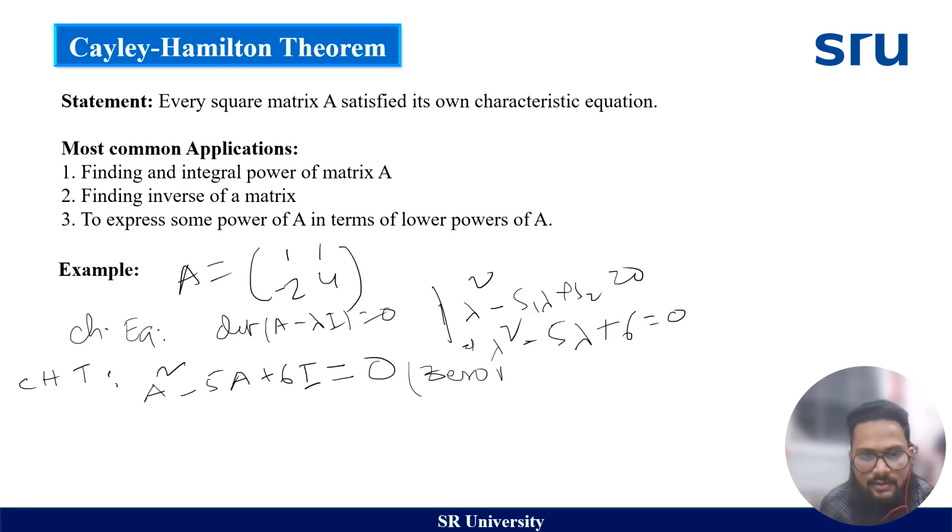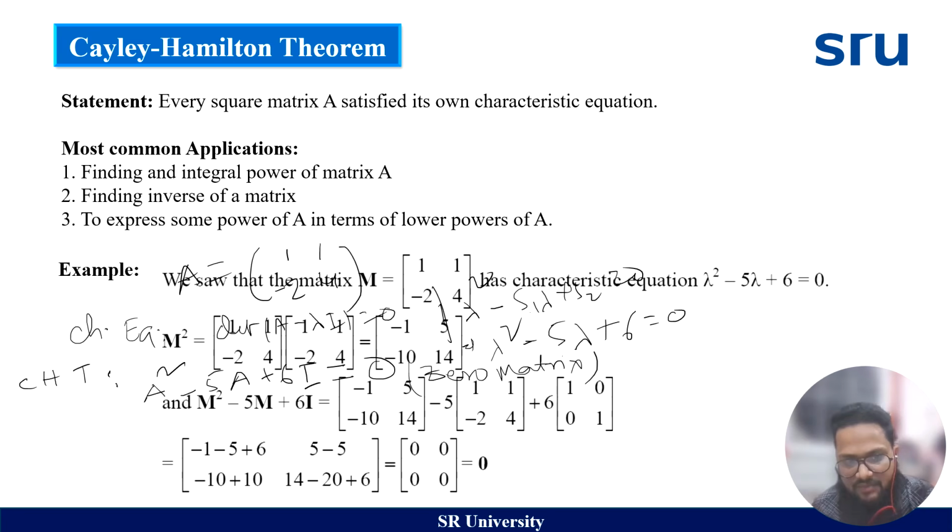This is the statement of the Cayley-Hamilton theorem. Simple. If we calculate A square, 5A, and 6I, then A square minus 5A plus 6I, you will easily see that it is the 0 matrix, because it is already proven. So I am not going to prove it here. You can calculate all these things, and it will be easily verified.